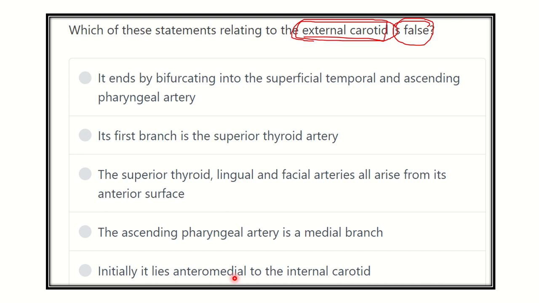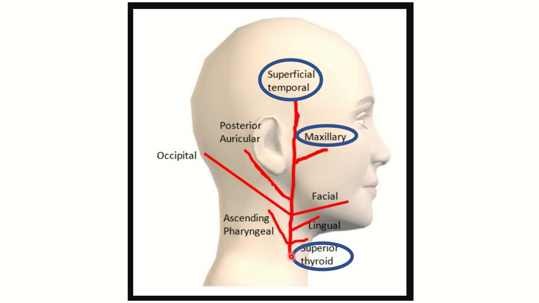So first of all, let's see the external carotid artery. Here we can see the external carotid artery, and it gives some branches. This is the first branch, the superior thyroid artery. The external carotid artery arises from the common carotid artery, and its first branch is the superior thyroid artery. And here we can see the last two, the terminal branches: the maxillary artery and superficial temporal artery.